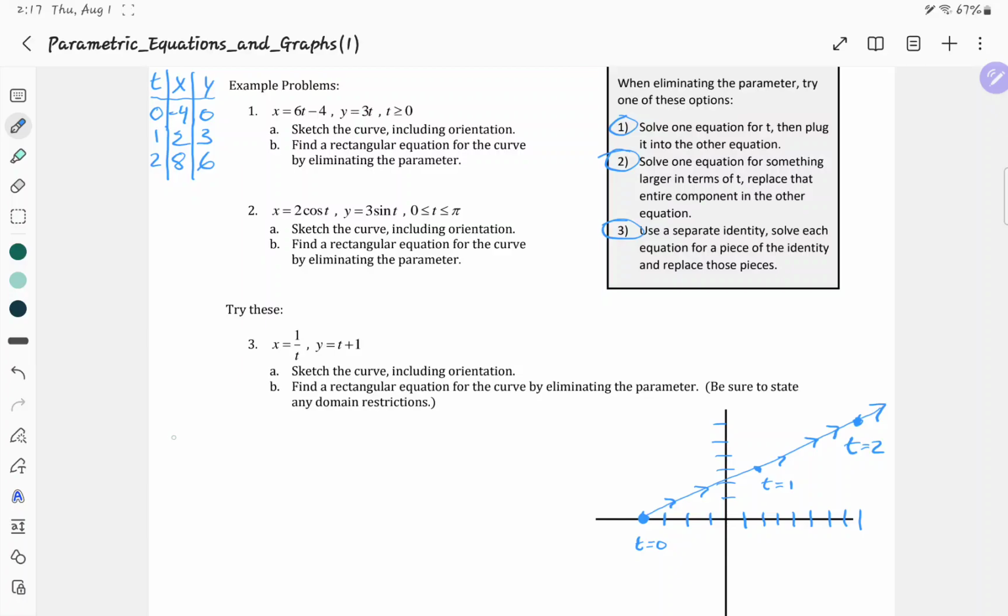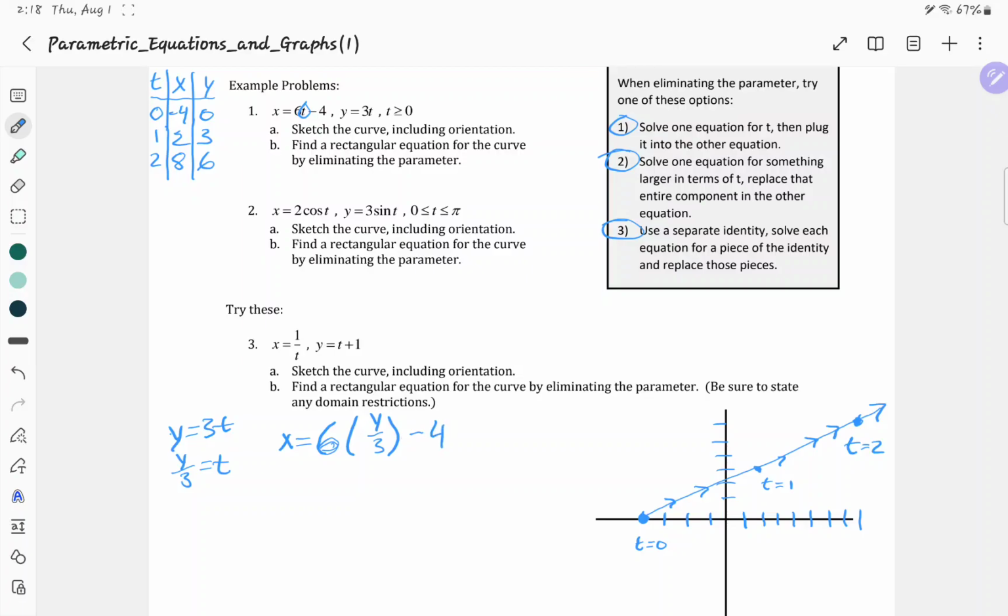We'll solve it for t. So when I have y is 3t, I'll just divide by 3, and we get y over 3 is my t. And then we'll plug that back in for that t in the x equation. So now we'll say x is that 6 times t, but we're going to replace that t with that y over 3. All right, so we're replacing that t with y over 3, and then we got a minus 4.